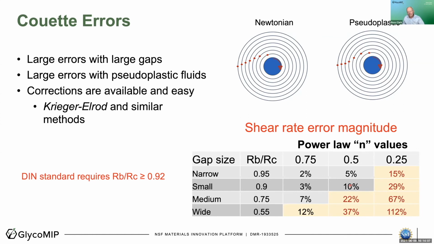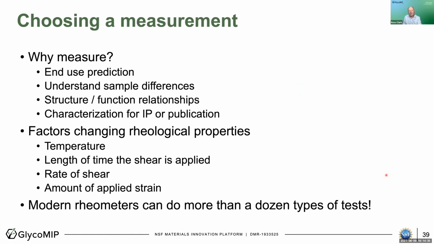Now, the DIN standard requires the cup-bob ratio to be greater than 0.92. So this would meet the DIN standard. However, if I throw a very pseudoplastic material, even in a proper rheometer, like the Anton Paar MCR 300 that you have there in Virginia, I will still end up with as much as a 15% error. So it's something to bear in mind, and people make this mistake all the time.